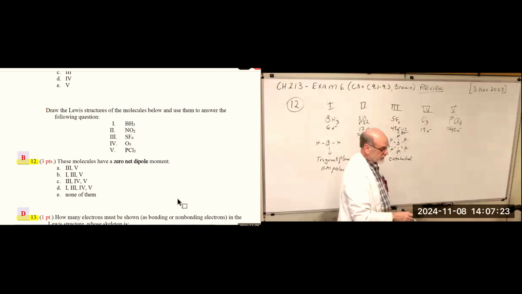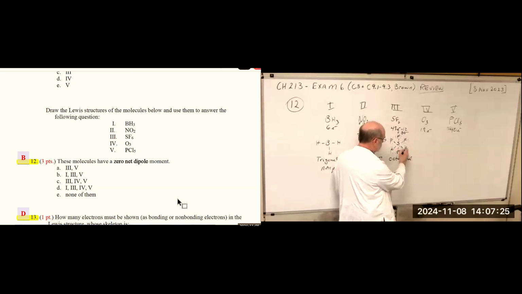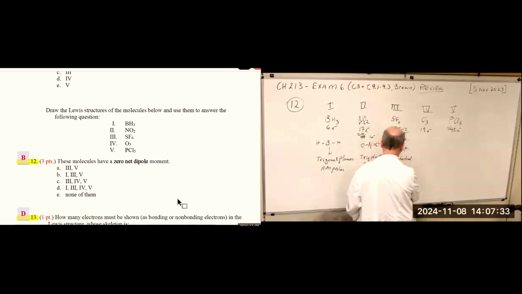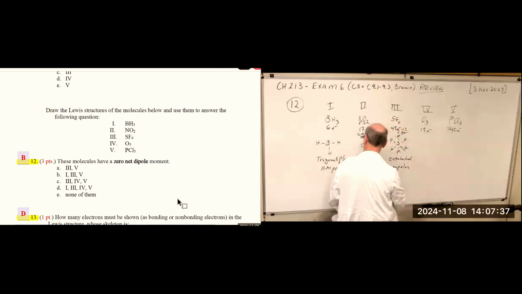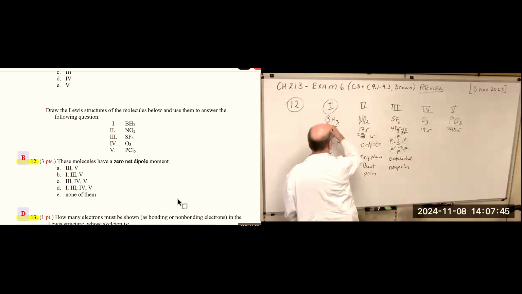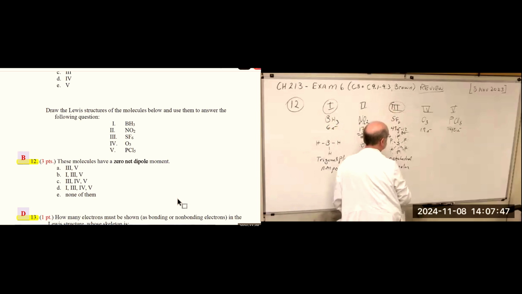And the polarity is definitely toward the fluorine. But they're all perfectly balanced. And we have a nonpolar molecule. Go back to the questions. 0 net dipole. Okay. So we found one. We found a second one.